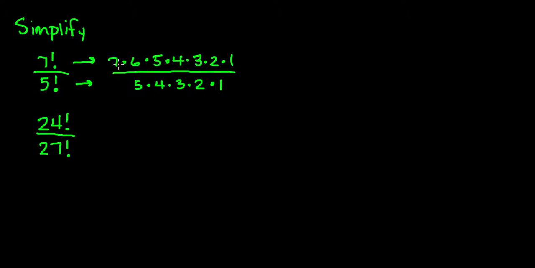7 factorial is just 7 times 6 times 5 times 4 times 3 times 2 times 1, as you can see. And then 5 factorial is 5, 4, 3, 2, 1. Because it's all multiplication, you can cancel. So that cancels, that cancels, that cancels, that cancels, that cancels, which means the result is just going to be 7 times 6, which ends up being just 42.